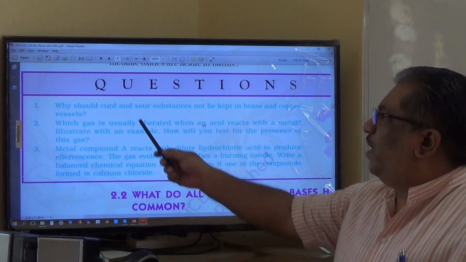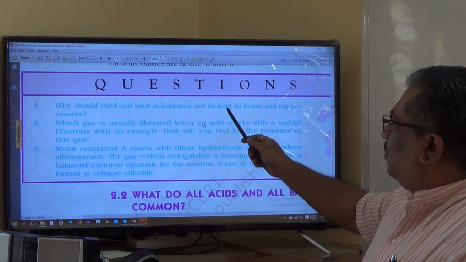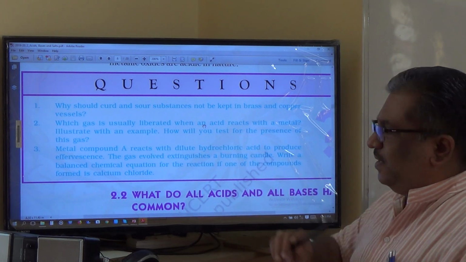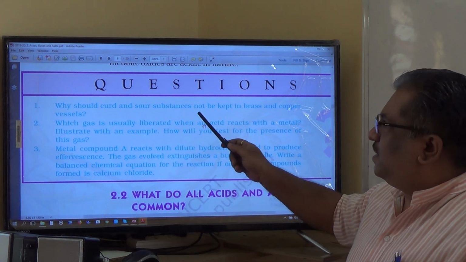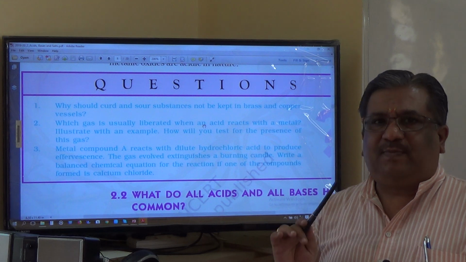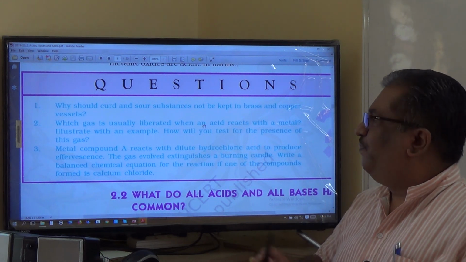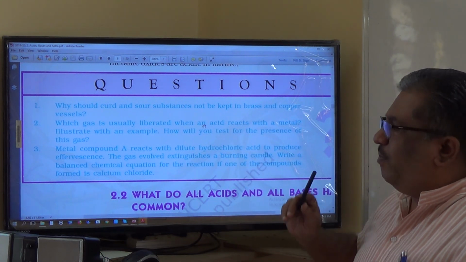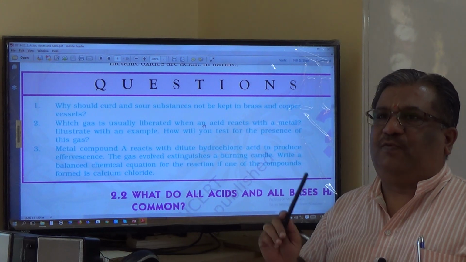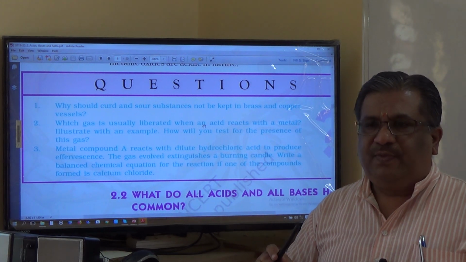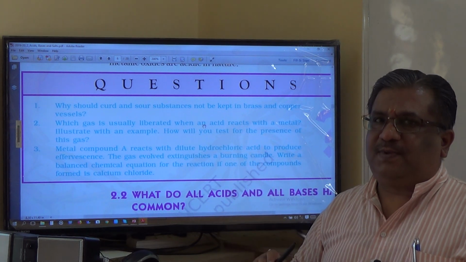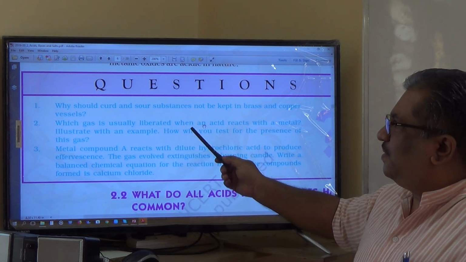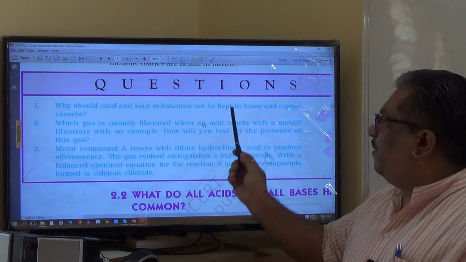Let's read this. Why should curd and sour substances not be kept in brass and copper vessels? Curd and sour substances such as pickles contain acids. When those are kept in brass and copper, they react with the metals to form poisonous salts, which make the substances unfit for consumption, and hence curd and sour substances such as pickle should not be kept in brass or copper vessels.